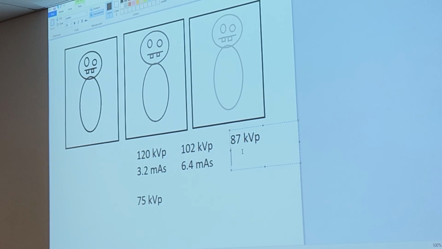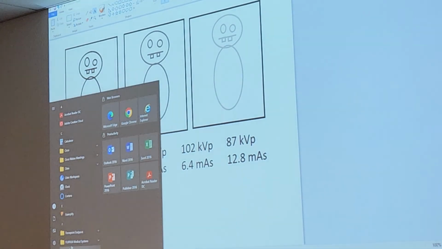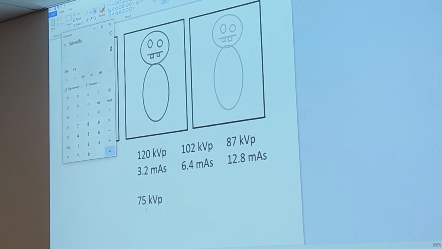12.8. Good, 12.8 mass. It doubles again. All right. Still not quite there yet. All right, what is 15% of 87? 13.15, so 87 minus 13. Yeah, pretty close, right? Pretty close.